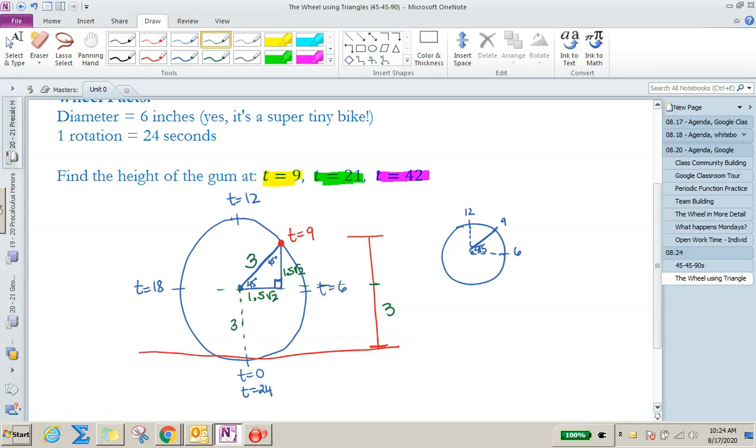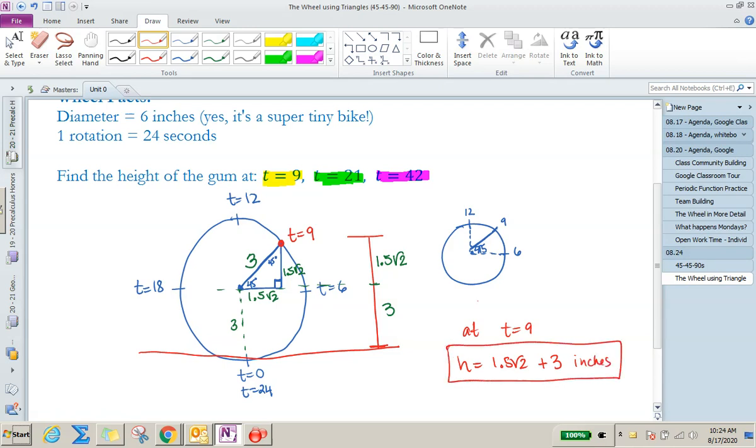And then we have an additional height, which is the side of our right triangle. So that's 1.5 root 2. And so the height at t equals 9, the height equals the sum of 1.5 root 2 and 3. And you can't add those numbers together because one has a root 2 and one doesn't. This is inches. And the height of the gum is 1.5 root 2 plus 3 inches.